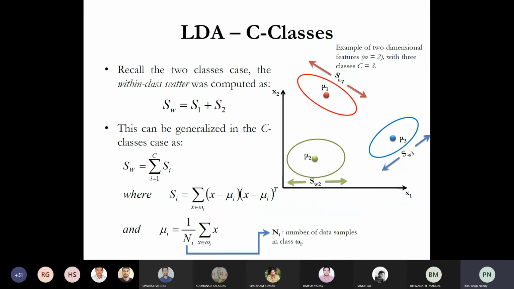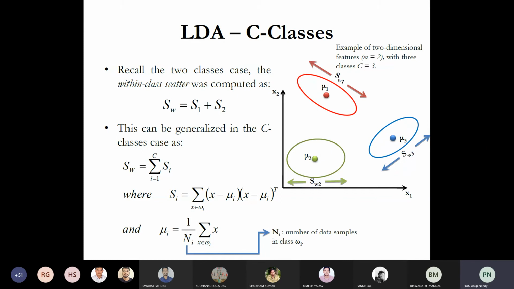Okay, and if you have C classes, then recall the two class case, where the within class scatter was computed as SW is equal to S1 plus S2. Now this can be generalized to C classes, that is SW is equal to summation of i is equal to 1 to C of Si. If you have C classes, you have S1 plus S2 plus S3 plus up to SC. This is the within class scatter.